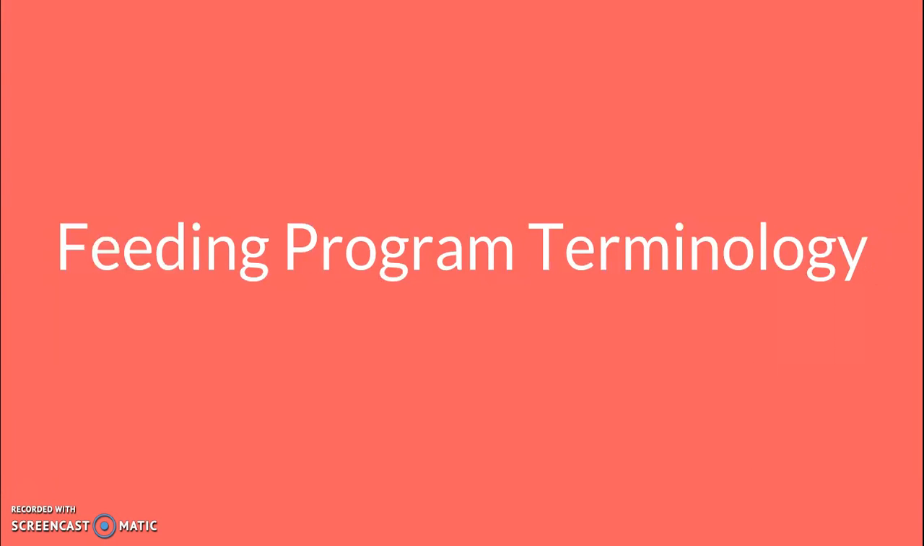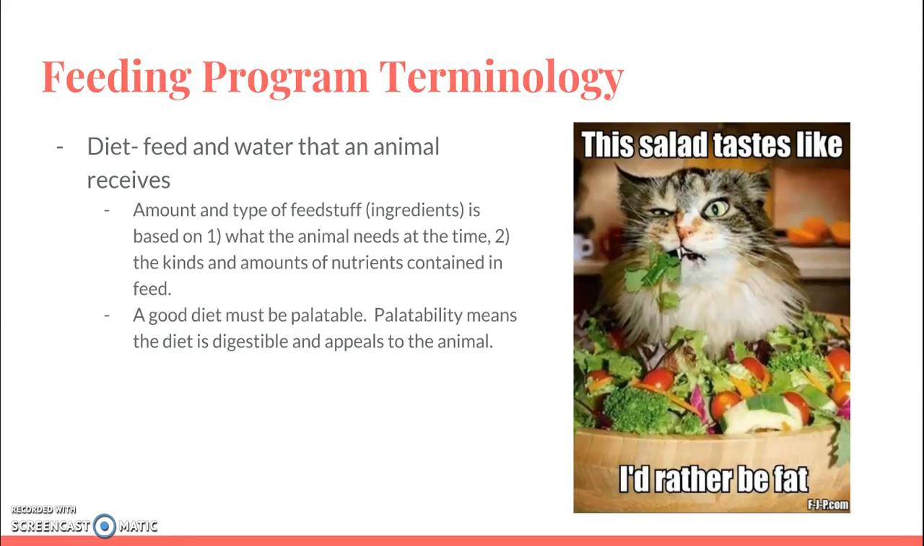So feeding program terminology. So these are just some basic terms that you need to know. So a diet. This is the feed and water that an animal receives on a daily basis. So this is the amount and type of feedstuff or ingredients. It's based on a couple different things. One, what the animal needs at the time. Okay, so what ration is it on?